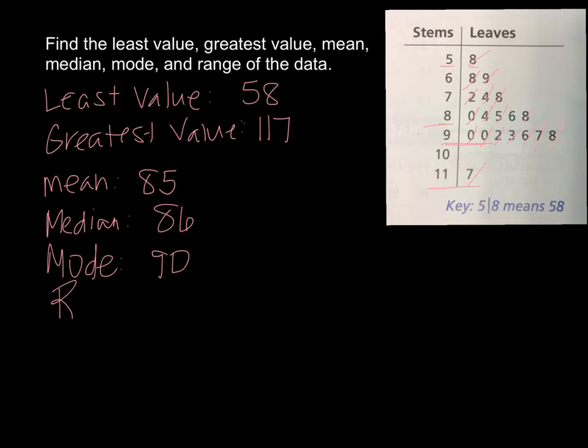And our range, that seems to be one that kids have a hard time remembering. It's just the difference from our greatest value to our least value. We already found those out, so I just have to do 117 minus 58, and I would get 59. So 59 is our range. So that is all that we have to do for that one, and that is all for our video today.